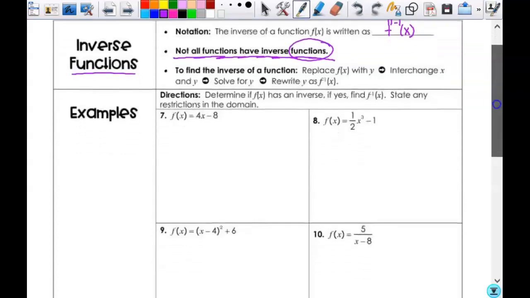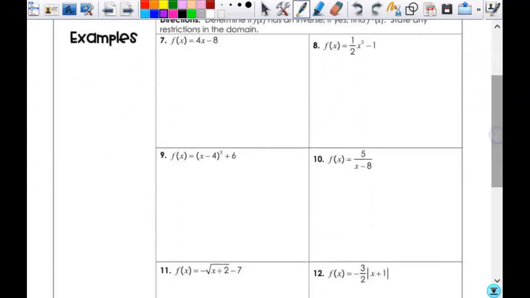So we look at number 7. When we graph number 7, that's going to be a line, correct? It's a line. It's not a horizontal line, therefore it has an inverse. So I'm going to set this equal to y instead of f of x, right? Then I exchange x and y. So this is going to become 4y minus 8 equals x, because x and y just changed places. Then I solve for y. So 4y equals x plus 8. And then y is equal to 1/4 x plus 2.